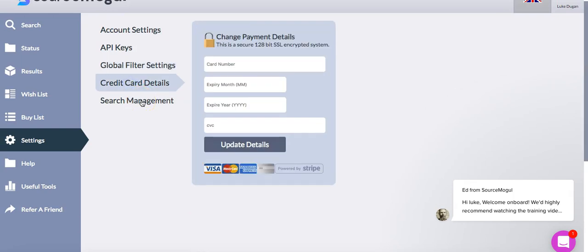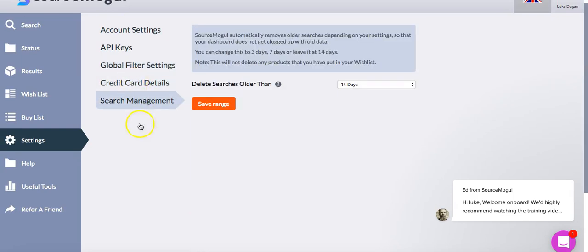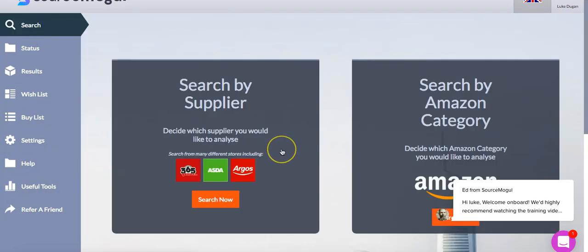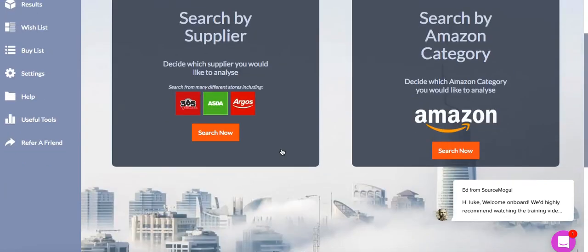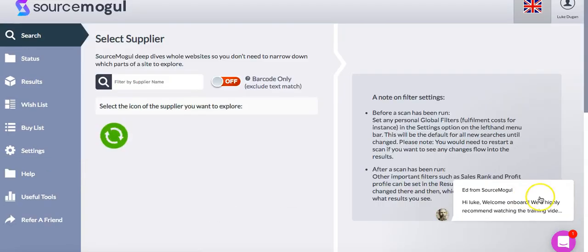Credit card details. Not sure what that means. I don't know. Okay, we're going to ignore all that. So we're going to go straight to the searches. Search by supplier and search by category. Still, as I said, I keep it nice and simple.